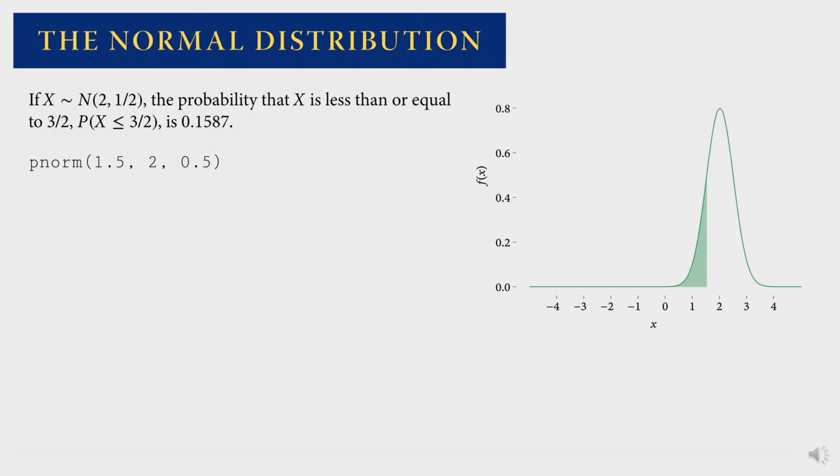Here's an example. If x follows a normal distribution with mean mu equals 2 and standard deviation sigma equals 1/2, what is the probability that x is less than or equal to 3/2? We can get that from R using pnorm(1.5, 2, 0.5), and the answer is 0.1587.